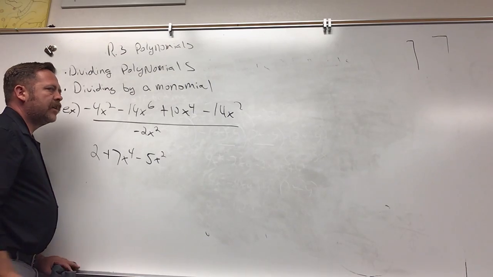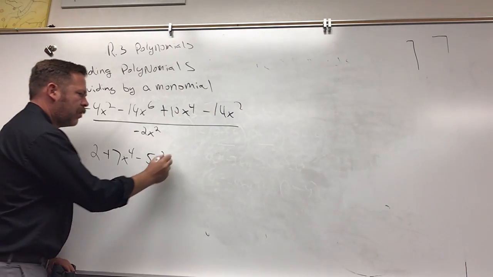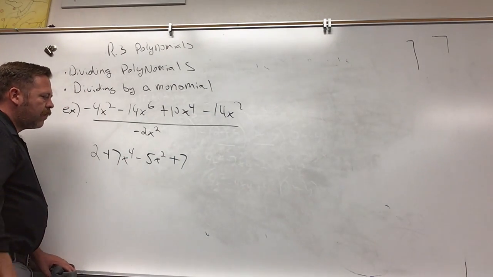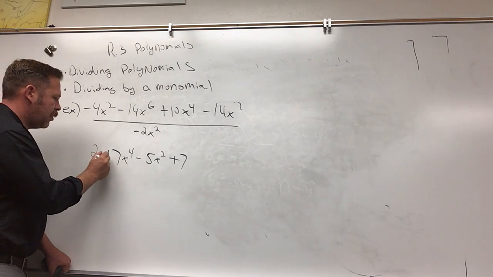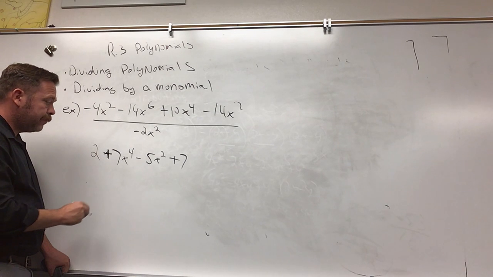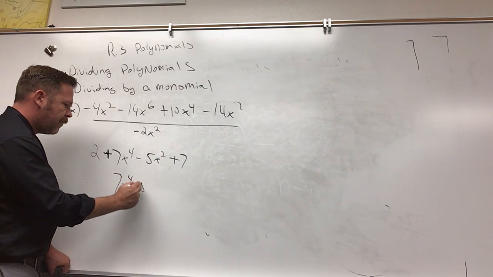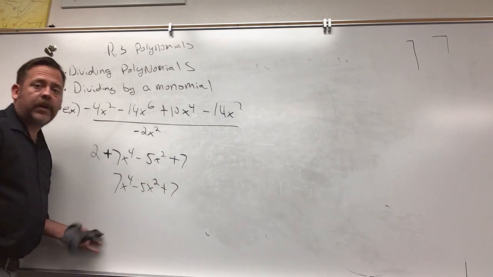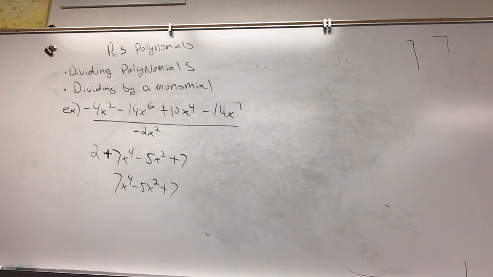And then lastly, this last term, -14 divided by -2 would be +7. And x squared divided by x squared will all go away. And then let's see if we have some like terms to combine. It looks like we do. I have a 7 and a 2 that I combine. So I have 7x to the 4th minus 5x squared plus 7. That would be our answer. And it's a trinomial after we're done with everything dividing.